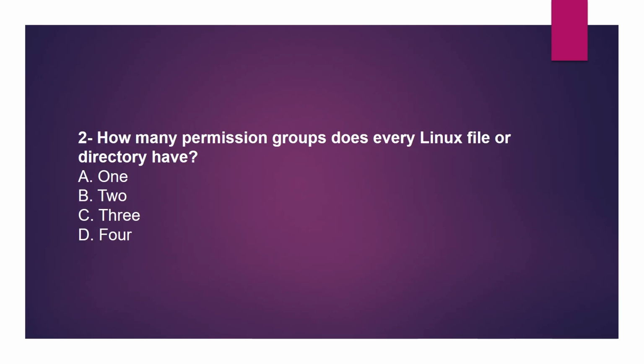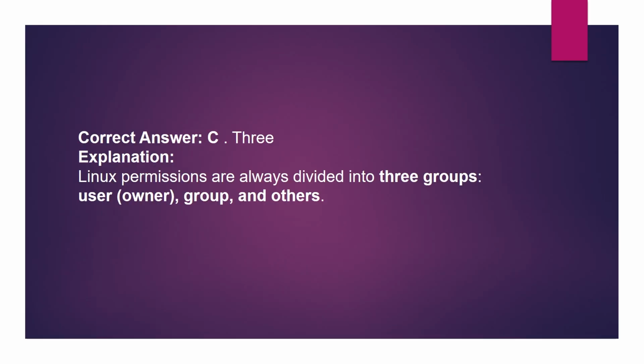Number 2. How many permission groups does every Linux file or directory have? Correct answer is C. 3. Linux permissions are always divided into 3 groups: user, which is the owner, group, and others.